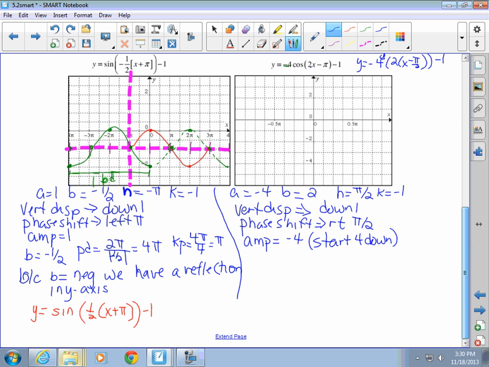And my b value was equal to pi over 2. So period then is equal to 2 pi. Oh, sorry, not my b. My b is just equal to 2. 2 pi divided by 2, so it's pi. So your key points are every pi over 4. Okay, so that means because this is negative here, we're going to have that horizontal flip.